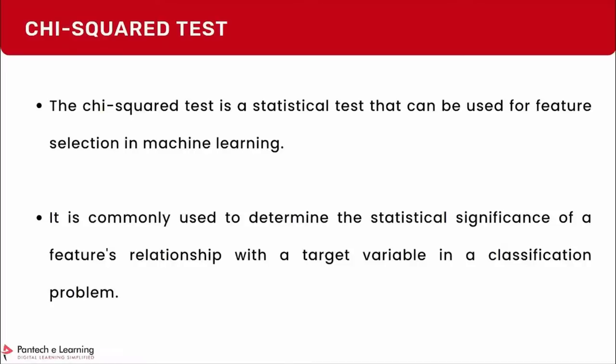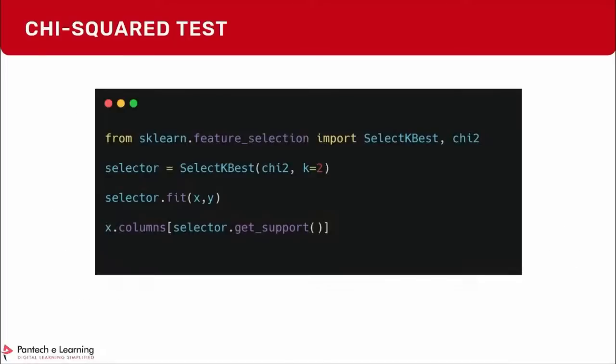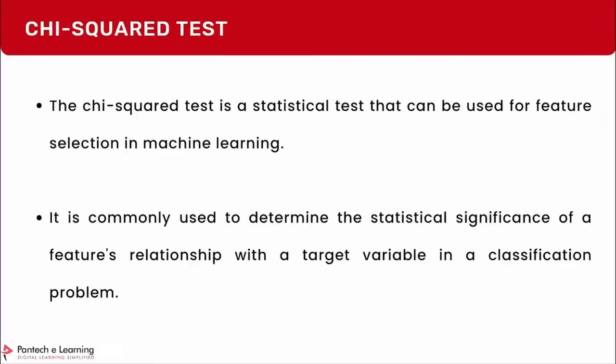Going with our chi-square test, it is a statistical test that can be used for feature selection in machine learning. It is commonly used to determine the statistical significance of a feature's relationship with a target variable in a classification problem. So it's mostly for classification. You can use this chi-square test for classification only. It is a statistical test that is going to find the relationship or significance between the feature and the target.